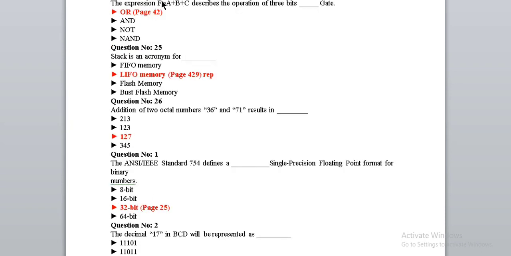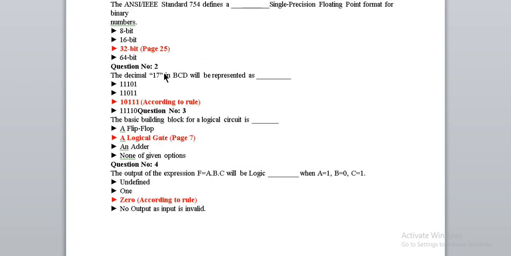The expression F = A + B + C describes the operation of a 3-bit OR gate. Stack is an acronym of LIFO memory. Addition of two octal numbers 36 and 71 results in 127. The ANSI IEEE standard 754 defines a single precision floating point format for binary numbers, 32 bits. The decimal 17 in BCD will be represented as 10111. The basic building block for a logical circuit is a logical gate.